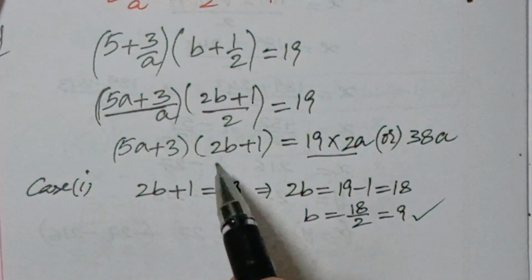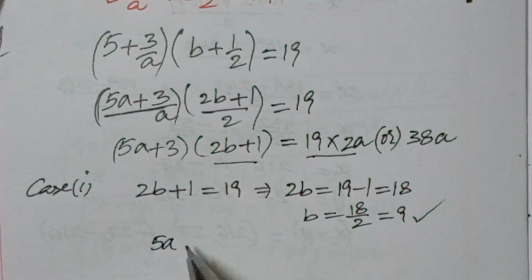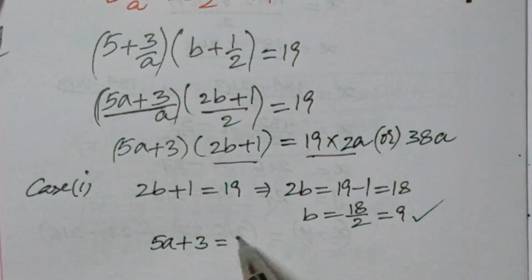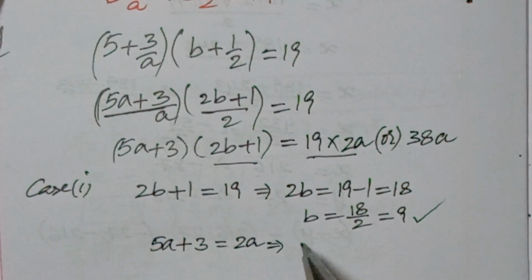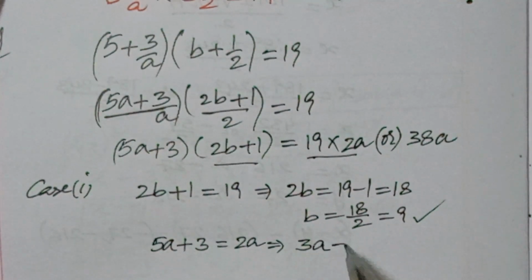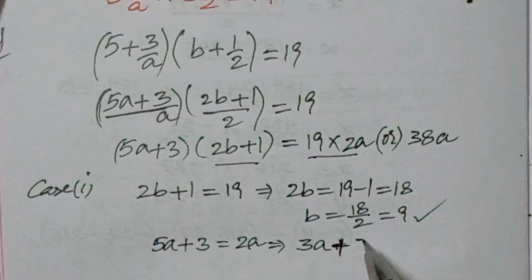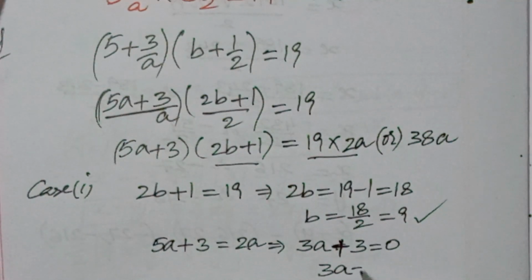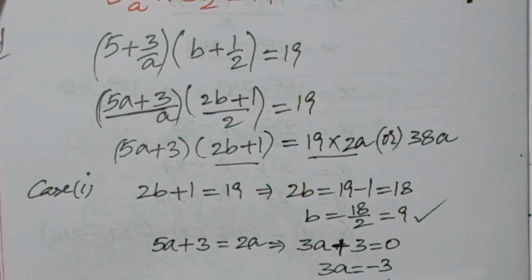Now if 2b + 1 is 19, then 5a + 3 will be 2a. That implies 5a minus 2a, 3a + 3 equal to 0. 3a equal to minus 3. a equal to minus 1.